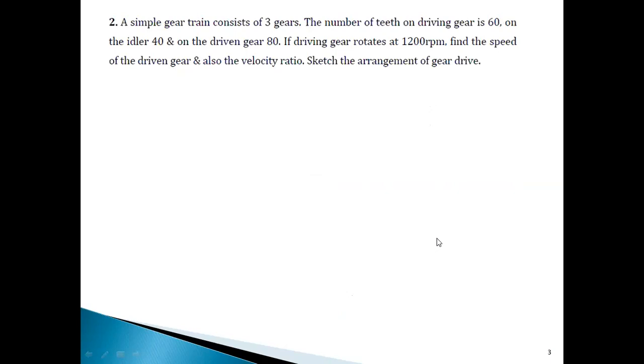The next problem: there is a simple gear train which consists of 3 gears. The number of teeth on the driving gear is 60, on the idler gear is 40, and on the driven gear is 80. If the driving gear rotates at 1200 rpm, find the speed of the driven gear and also the velocity ratio. Sketch the arrangement of the gear drive.